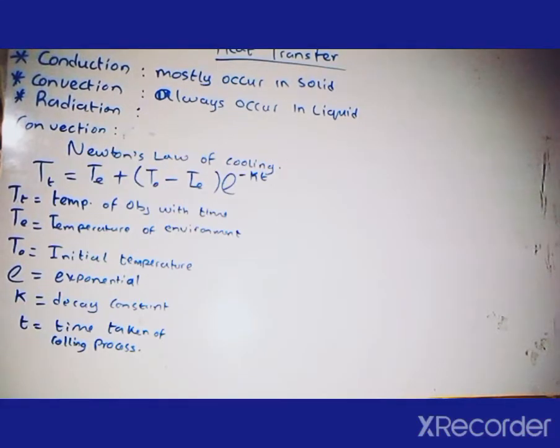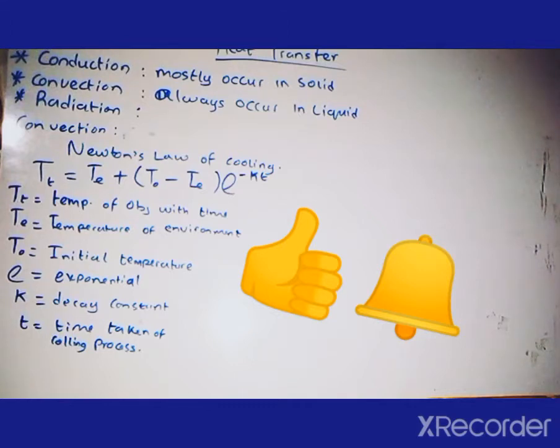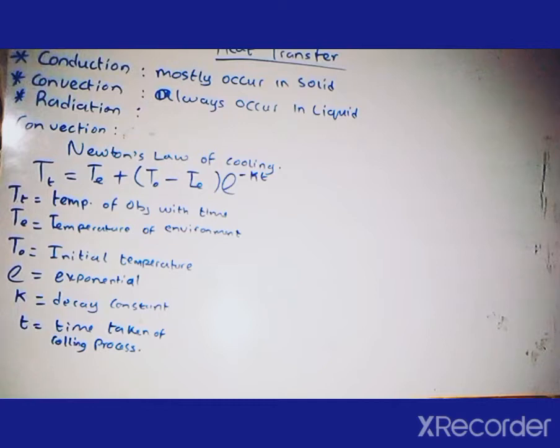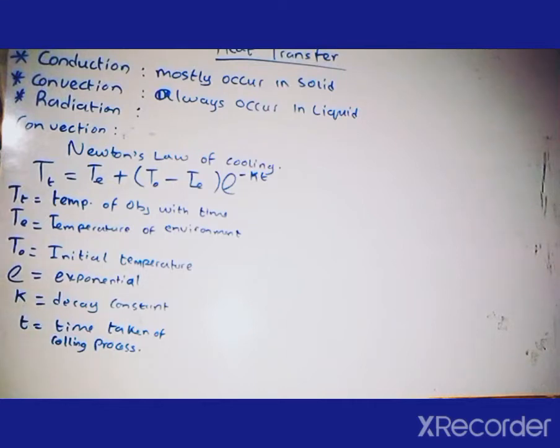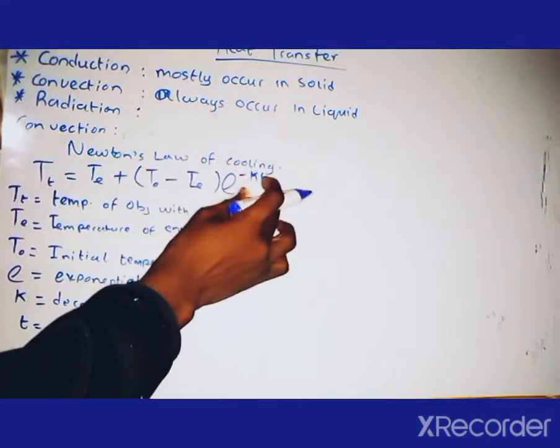Now the next aspect we'll be dealing with is convection. Convection only occurs in liquid. Under convection, we have what we call Newton's law of cooling. We have the formula here, Newton's law of cooling.